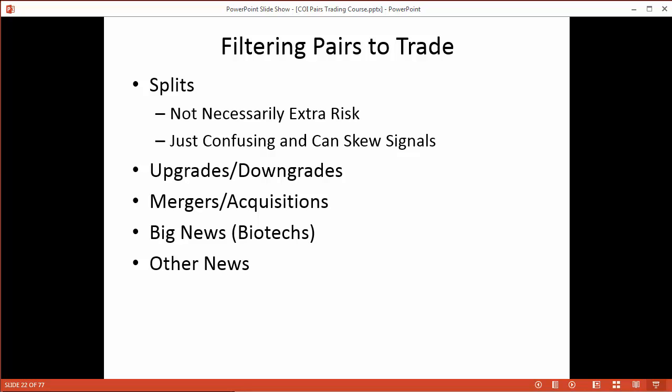So mergers and acquisitions are something that I really keep my ear to the ground for. You want to know these things ahead of time, obviously. If you're in a trade and it happens, you're going to have to decide what to do. It might make sense to close a trade sometimes, depending on what type of merger or acquisition it is. But it would be best to know these ahead of time. So it's good to keep your ear to the financial news sites, and if you hear anything about acquisitions or mergers, make sure it's not one of the stocks that you have in your pairs list.